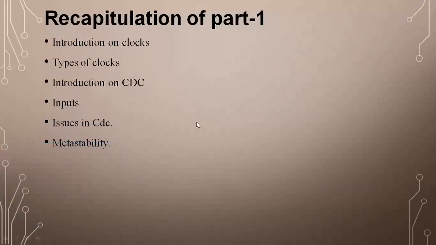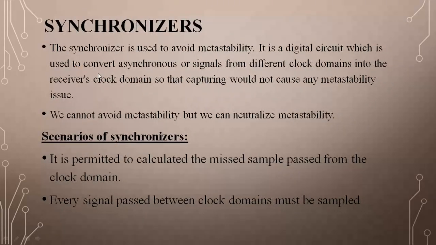So in part one, I have covered different topics like the introduction of clock. That means what a clock is and what the types of clocks are. Next, the introduction on CDC. That means what is meant by CDC and what the definition of CDC is. Everything was done in part one. Next, the issues we are going to see in CDC and what the metastability condition is. These are the topics covered in part one. If you need, you can go and check out the video for part 1. It will be available in the channel.